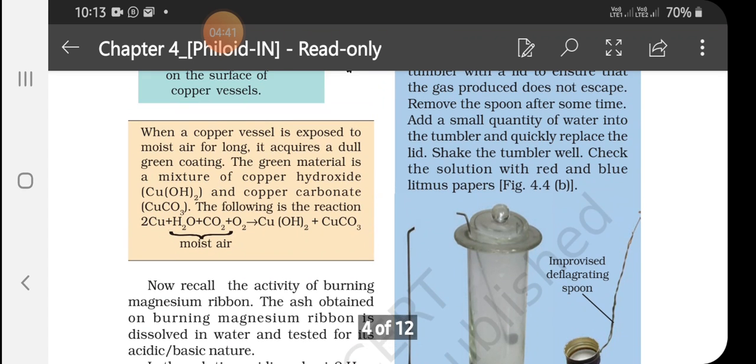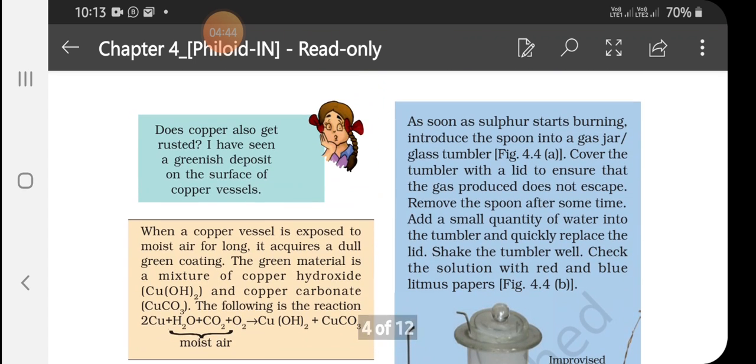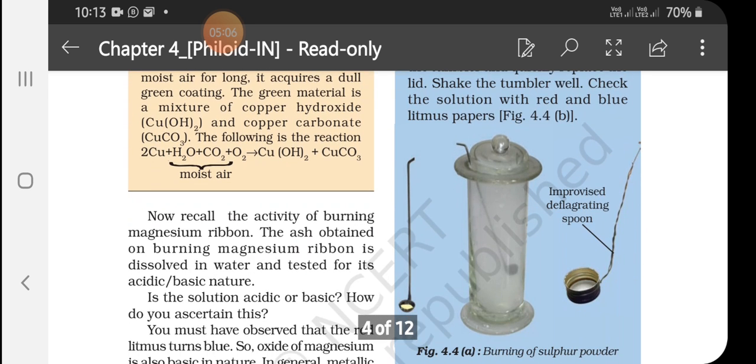When we heat it, obviously some gas will be released. We have to collect the gas in a gas jar, remove the spoon after some time, and add a small quantity of water into the tumbler or the gas jar, and shake the tumbler well. Now we get a solution of this gas. What gas can it be? When sulfur reacts with oxygen, obviously the gas will be sulfur dioxide.